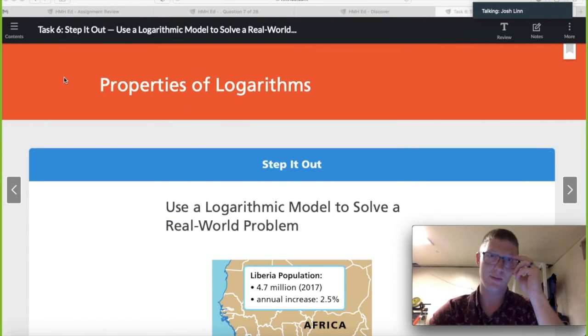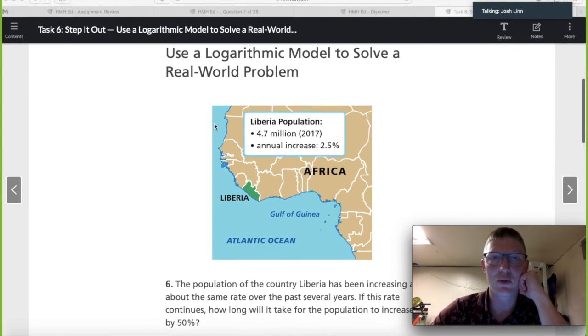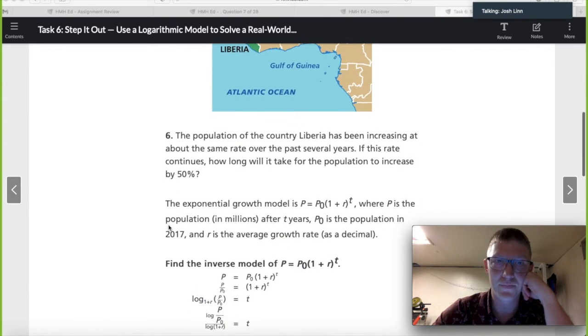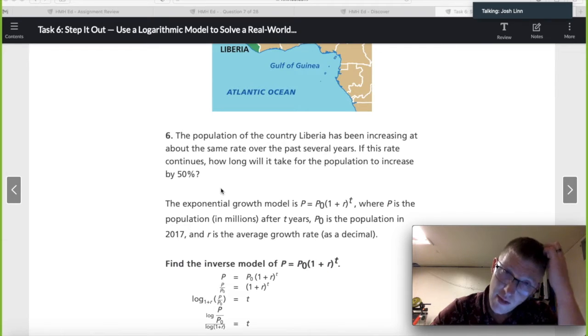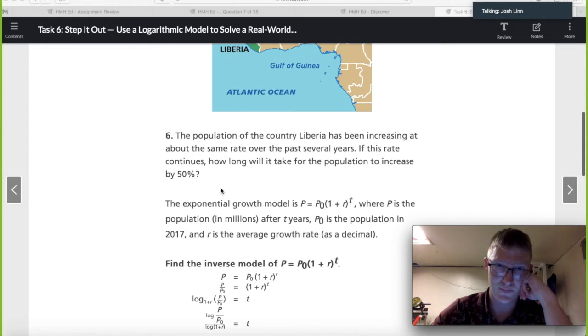Try a word problem. So use a logarithmic model to solve a real-world problem. So Liberia's population, 4.7 million in 2017, annual increase 2.5%. So the population of the country, Liberia, has been increasing at about the same rate over the past several years. If this rate continues, how long will it take for the population to increase by 50%?